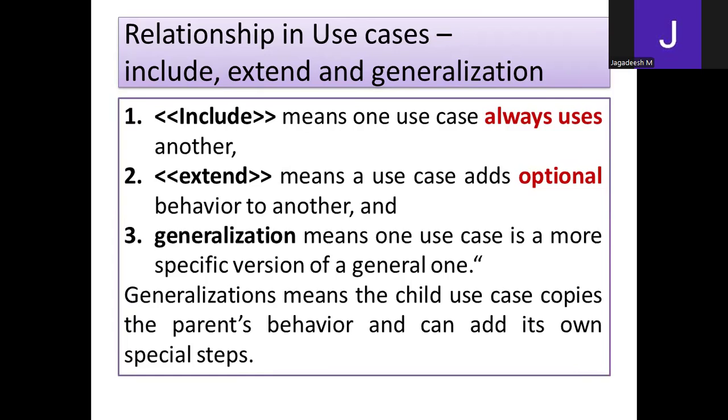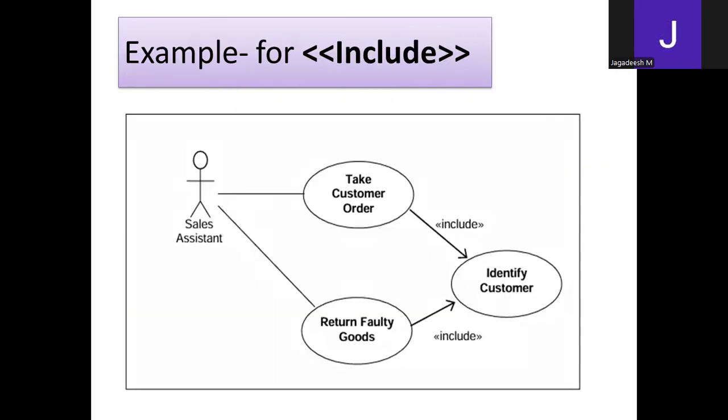Basically, if you look deep into these three types of relationship, one thing we can observe is that in all of them, we are going to find dependency between the different use cases. How one use case is depending upon another use case. Only for that do we have these three types of relationships.